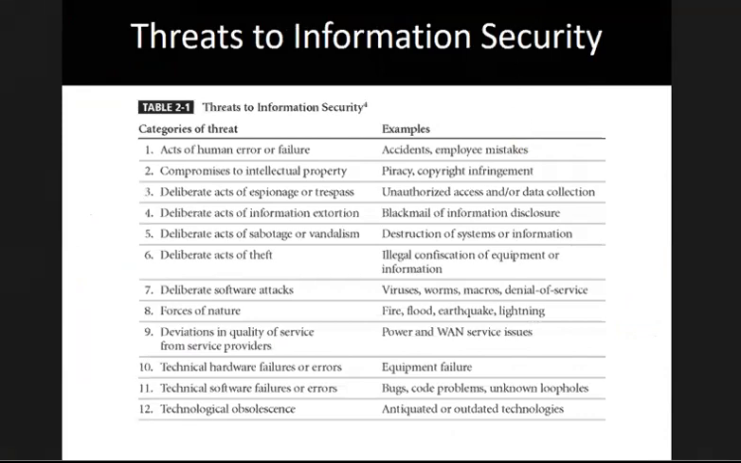Now coming on to the different types of threats. You've got in total 12 threats. Act of human error or failure. Examples are accidental employee mistakes. Compromising intellectual property, that can be piracy, copyright infringement. Deliberate act of espionage or trespass, that is unauthorized access. Deliberate acts of information extortion, blackmailing. Deliberate act of sabotage or vandalism, that is destruction of the system or information stored within a particular system. Then deliberate acts of theft, that is illegal confiscation of equipment or information, illegally obtaining the entire data.